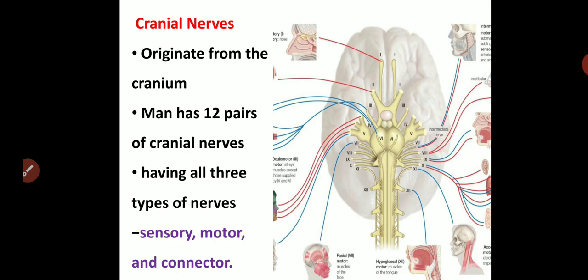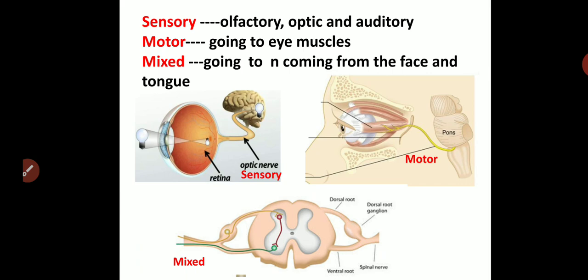The sensory nerves, as shown here in the example, see the first diagram, where the sensory is mentioned. It is the optic nerve, for example, which is from the eye to the brain. Then the olfactory nerve, which is from the nose to the brain. The auditory nerve, which is from the ear to the brain. So those are sensory in function.